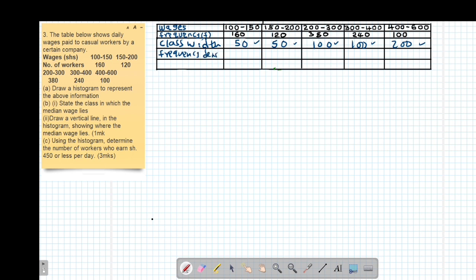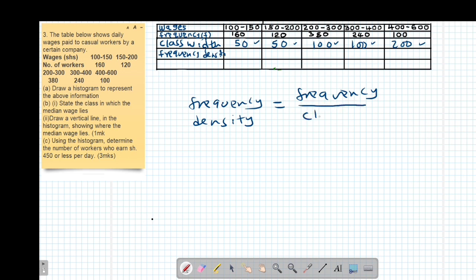Density. So to find the frequency density, it is usually given by the formula: frequency density equals frequency divided by the class width. You simply find the frequency, then you divide by the class width. So this is the formula that we use to find the frequency density.